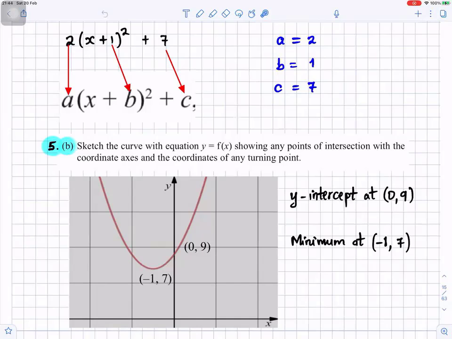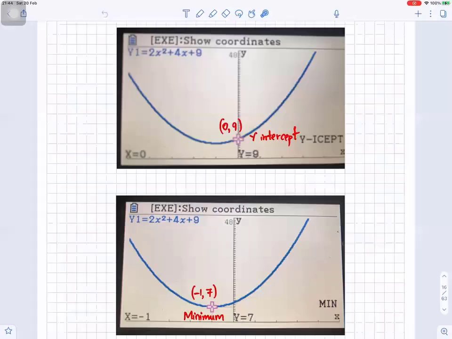And if you have a graphics calculator, you can put it on it and see what it looks like. Some people can just put it straight into their graphics calculator, and you will see the y-intercept is 0, 9, and the minimum point is minus 1, 7. So the calculator will give you that answer, and then you can check with what you have done through algebra.